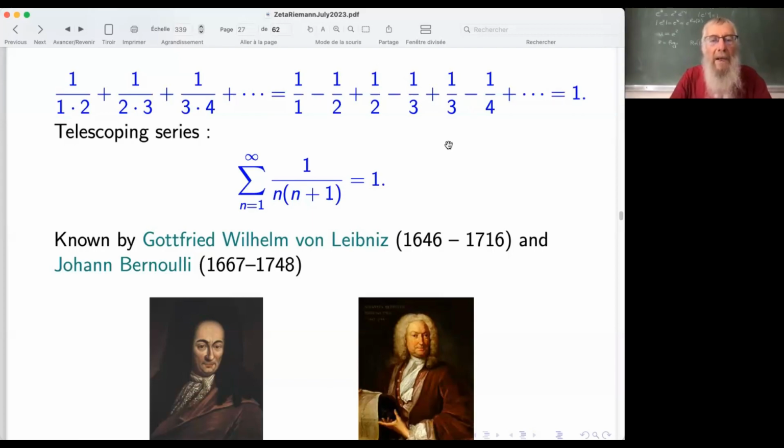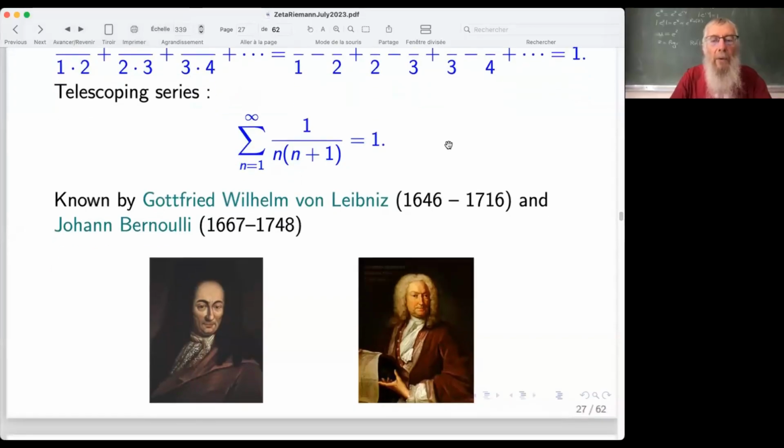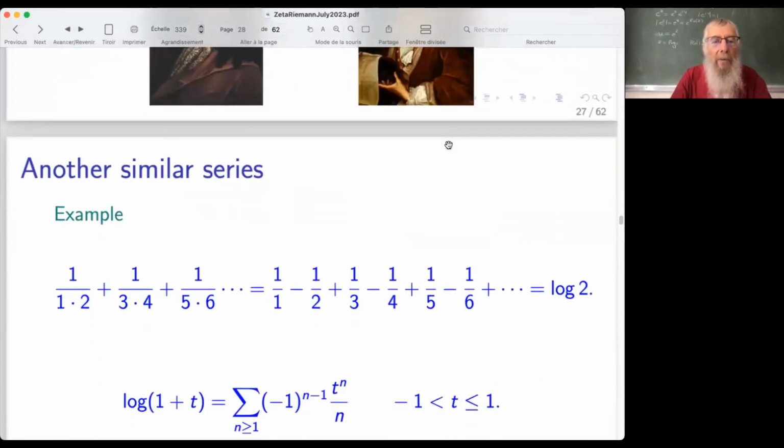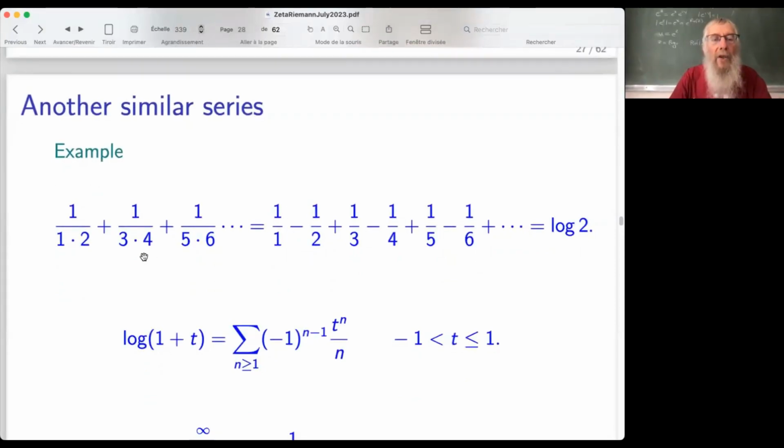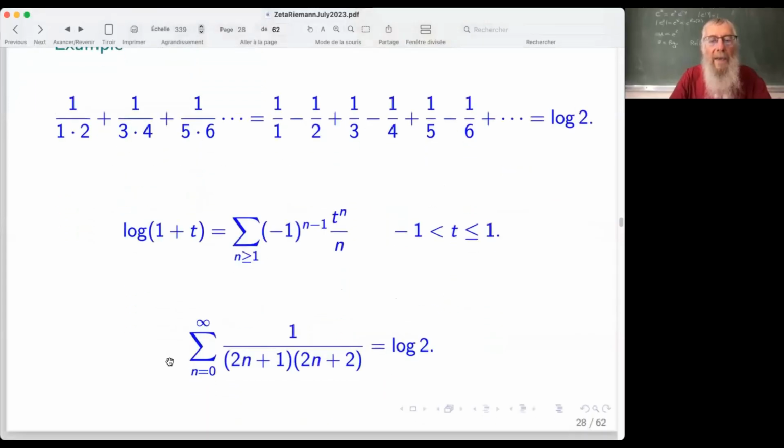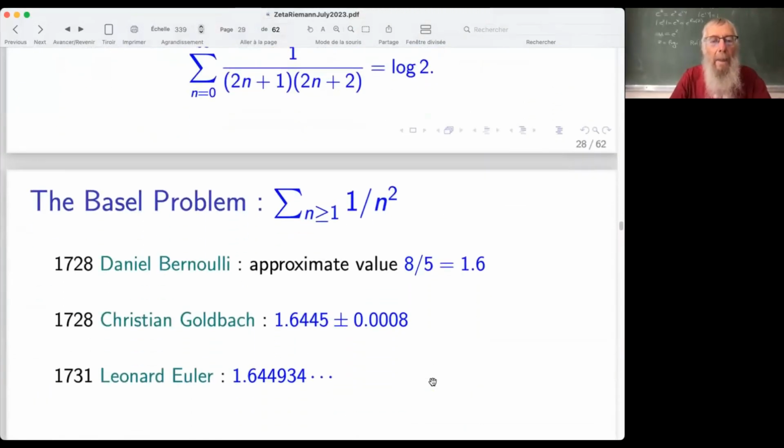So such expansions were known by Leibniz and by Johann Bernoulli. And there were some other similar series. For the first one, it just comes from the expansion of log(1 + t) that we have seen also. So this was the first example that I mentioned.